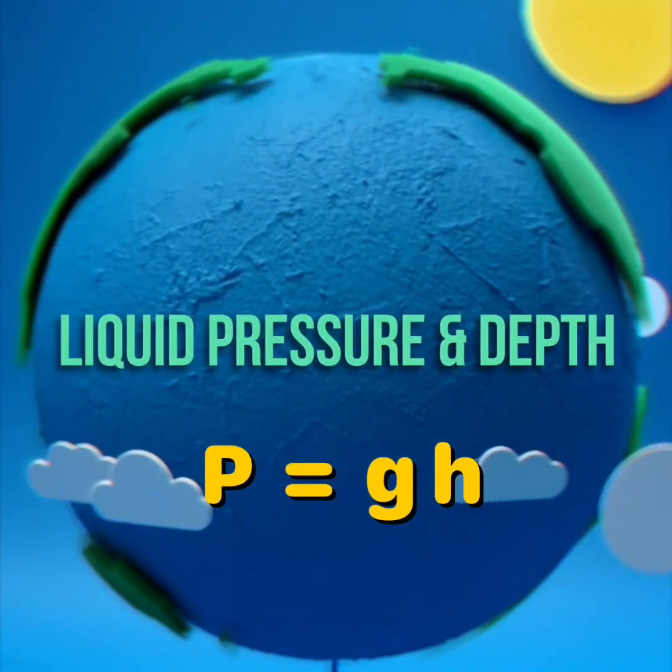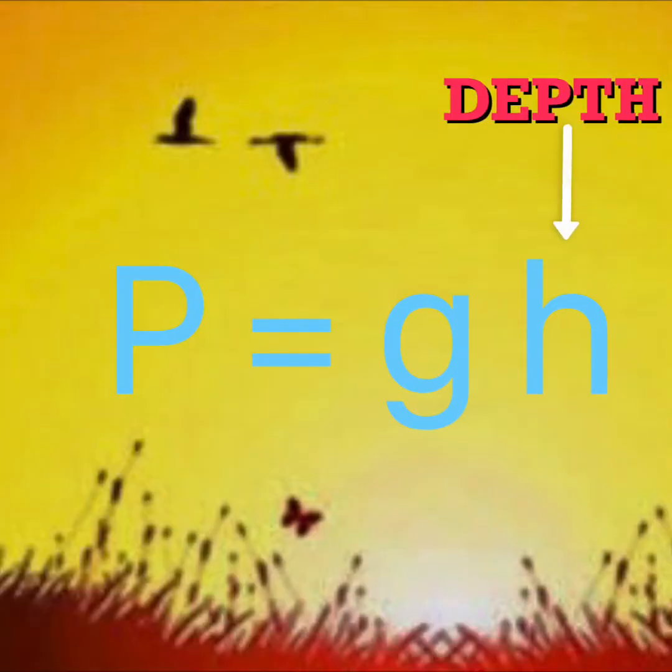Liquid pressure and depth. The formula for pressure of a liquid is P equals ρgh. Here you can see h is the depth. So when depth increases, the pressure of the liquid also increases.